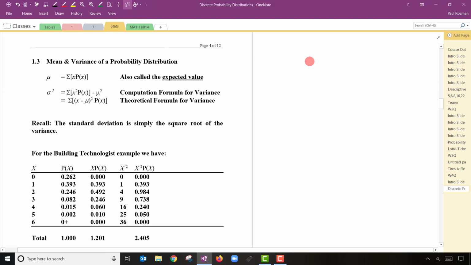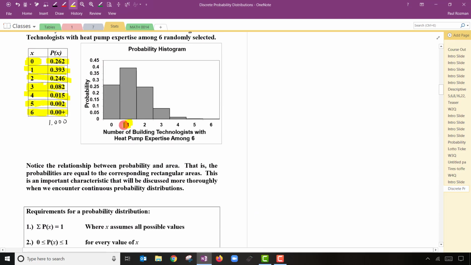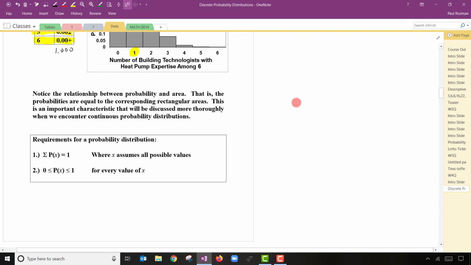We talked about finding the middle of a probability distribution, the mean. We'll even use the same notation that we've used before, mu. We often give it a special name when we're talking about the mean in a probability distribution context. We'll often refer to it as the expected value. What do you expect to happen if you randomly pick 6 building technologist students and ask them if they know something about heat pumps? How many of them would you expect to know something about it? Well, in our graph, it looks like it's around 1. This is the most likely thing that happens, and my data is pretty close to that value. We can actually calculate the mean.